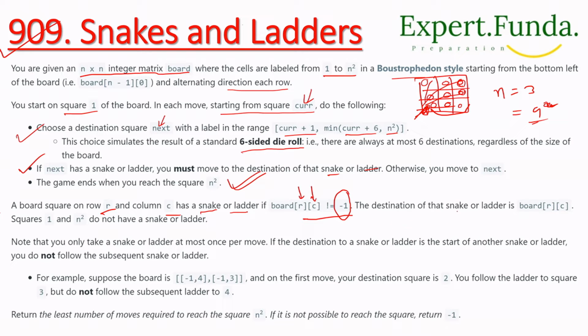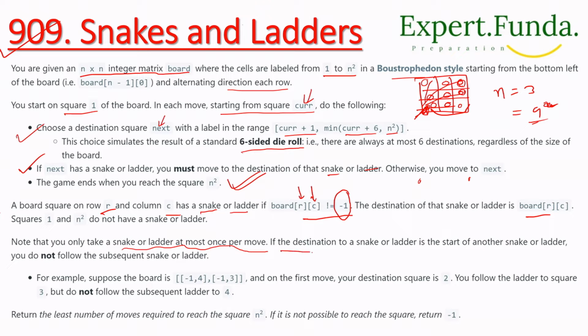So the destination of the snake or ladder is on the board, at R and C, correct? Square 1 and square n do not have a snake or ladder. The first and the last squares don't have ladders or snakes, correct? You take only a snake or a ladder at most once per move. Per move, you take either a snake or a ladder. That is the one choice we have.